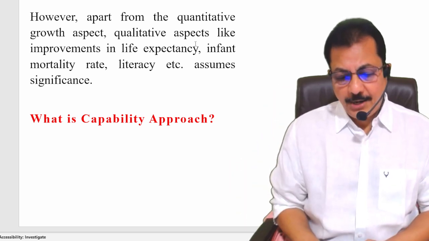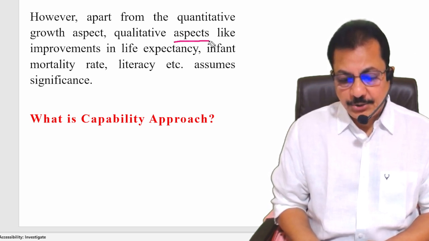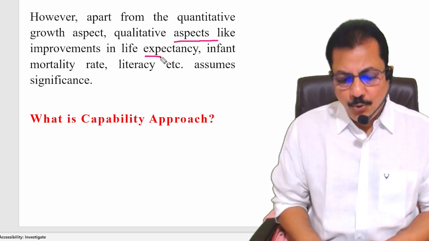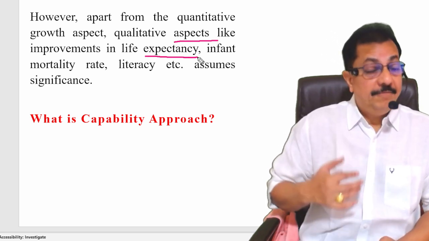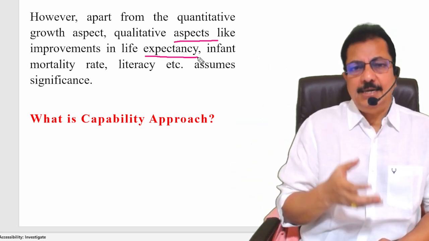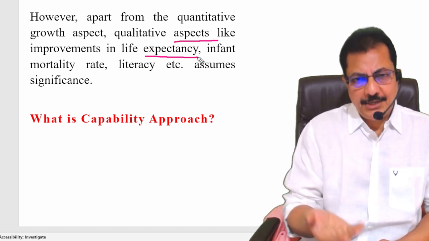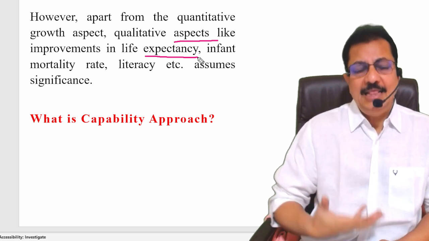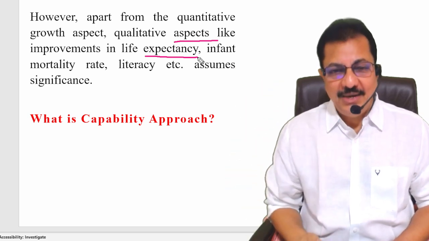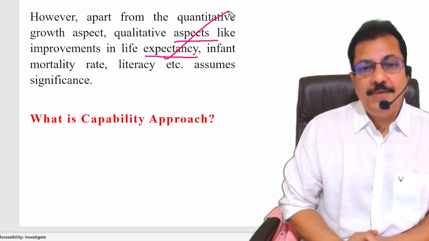Clear? Apart from the quantitative growth, qualitative aspects should also come into the picture. But what do you mean by these qualitative aspects? Improvement in the life expectancy. If life expectancy is increasing, it means the quality is increasing, right? The standards are increasing and the facilities are increasing, technology is increasing, education is increasing, health facilities are increasing. When everything is increasing, that is called the quality. Clear? So that improvement we can see by increasing the life expectancy.